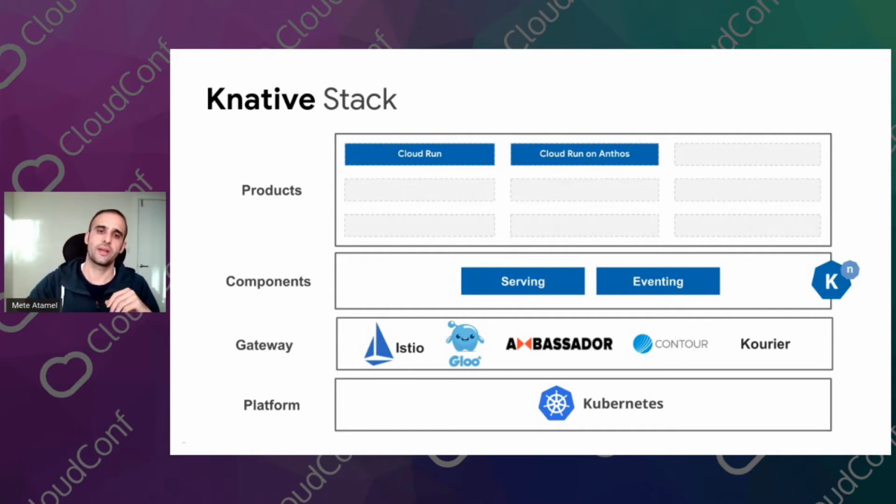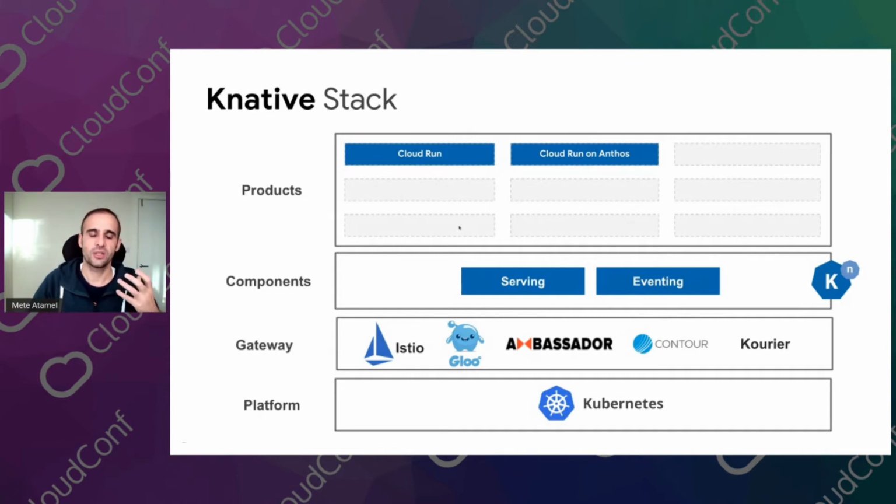Once you have Kubernetes and the gateway, then you can install Knative components. There are two parts of Knative. One is Knative serving, and the other one is Knative eventing. They are separate components, and you can pick and choose. You can use serving only if you want, or you can install serving and eventing at the same time. I'm going to talk about both, but it's up to you which one you need. You don't have to use them both at the same time. So that's Knative open source, and it runs on Kubernetes, anywhere you have Kubernetes.